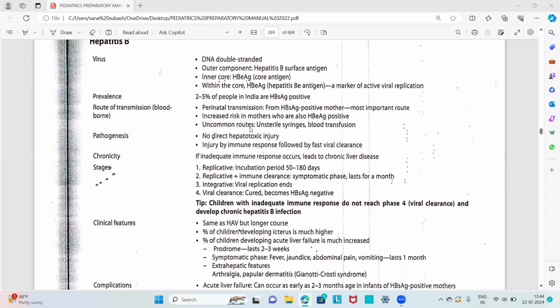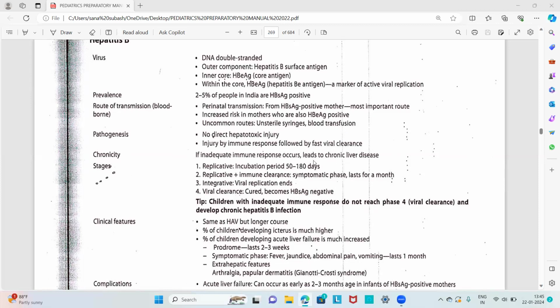Then there is increased risk in mothers who are also HBeAg positive. There will be an increased chance of transmission to the fetus. And common routes are blood transfusion, unsterile syringes, and also drug abusers. We have chances for the transmission of hepatitis B.